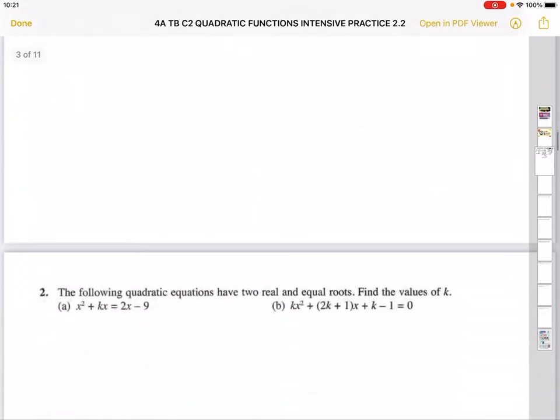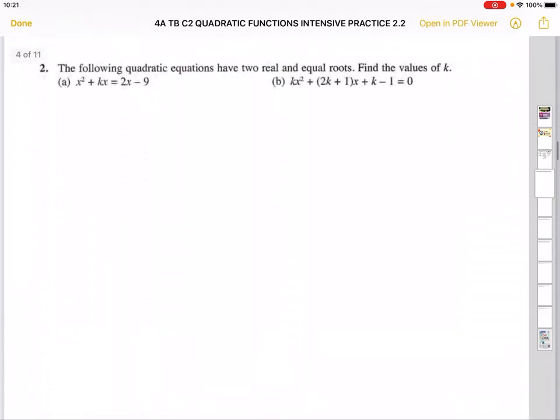I would say it's fairly simple. Question number 2, the following quadratic equations have two real and equal roots. So your b squared minus 4ac should be equal to 0. Now you're supposed to find the value of k. So we know this is the general case. They are all real and equal roots, so equal to 0.